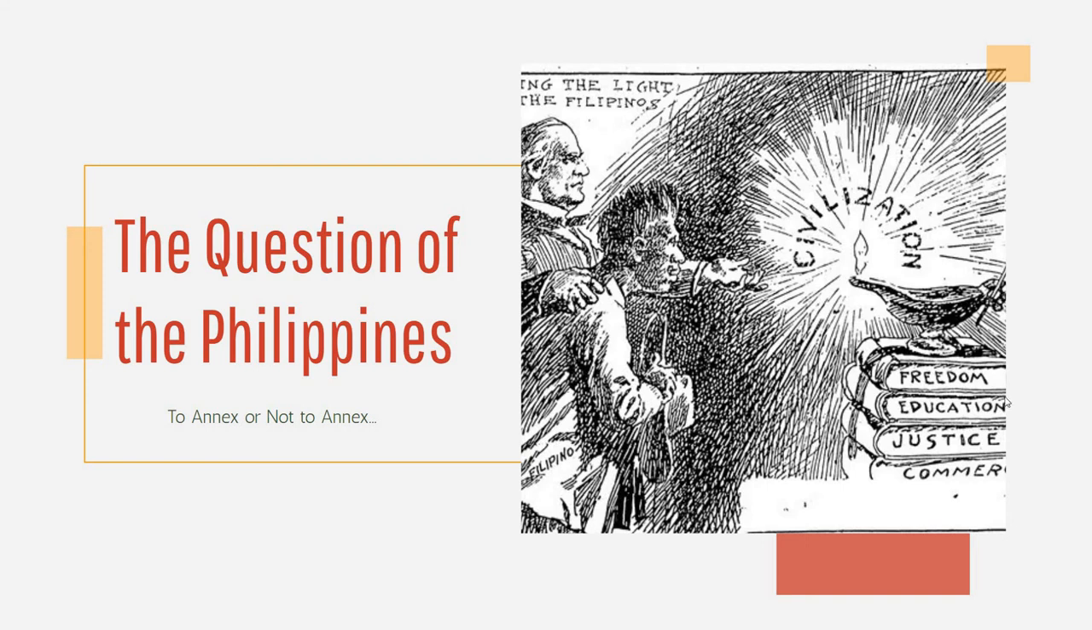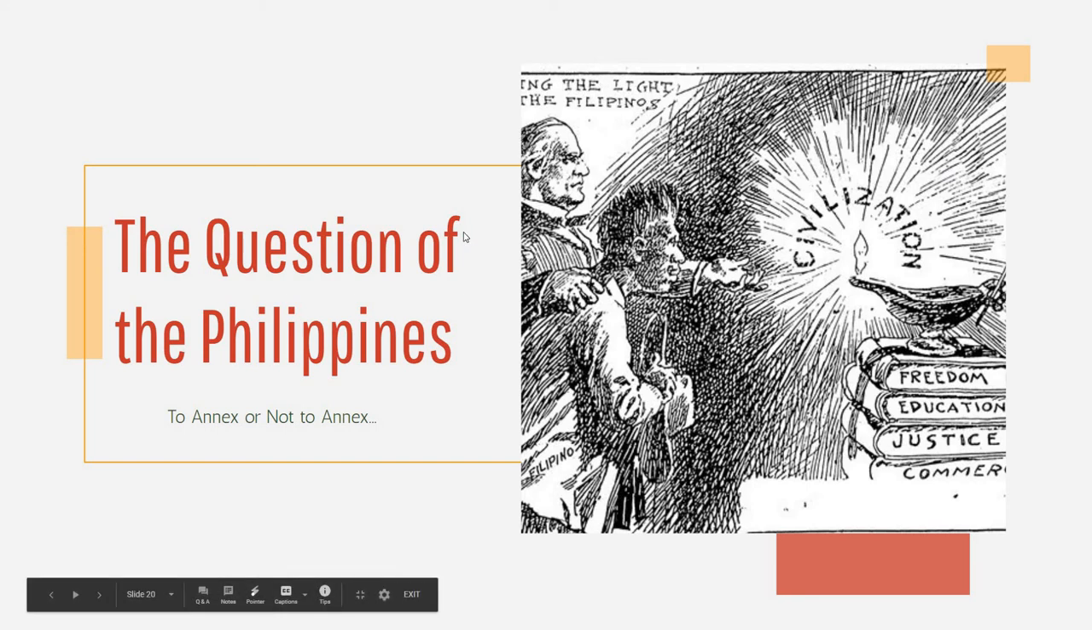This cartoon is showing that as well. You have this clearly white man showing, and it's cut off here, showing the light to the Filipinos. Just in case you didn't know this guy's Filipino, he's got it right on his coat. And it's literally the light of civilization that's sitting on freedom, education, justice, commerce. So again, it's not subtle. It's showing you exactly what it's saying. He is showing this native man the light of civilization. So this is the white man's burden right here in text.